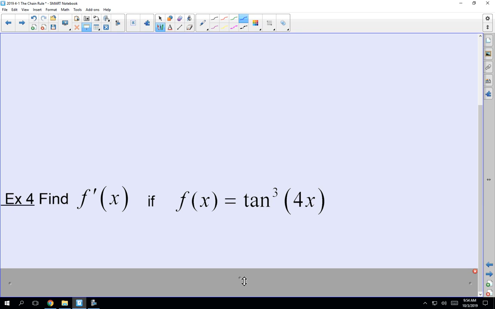So go ahead and write this one down. We're going to find f prime if f of x equals tangent cubed plus 4x.